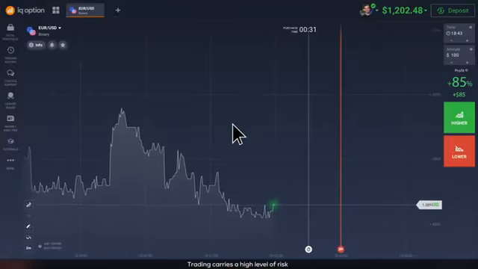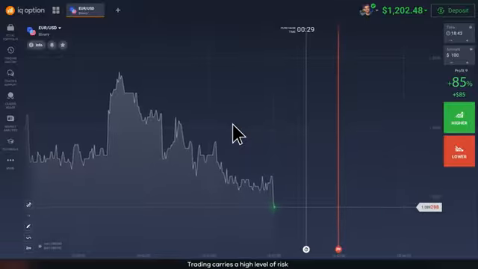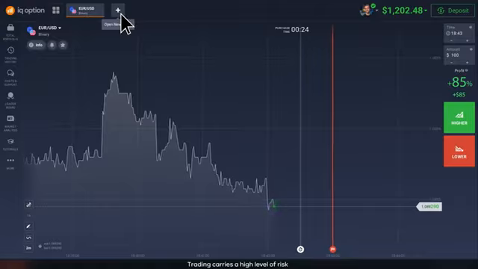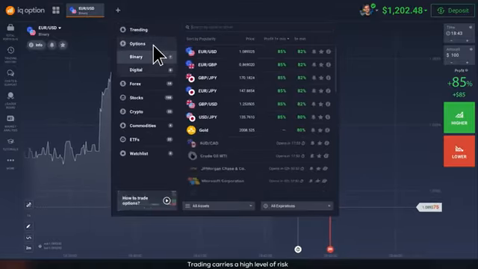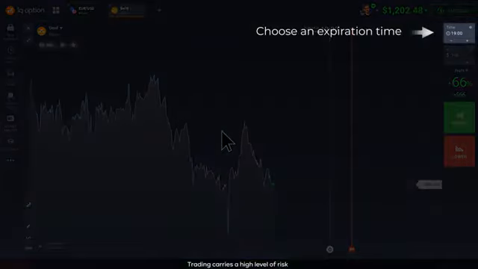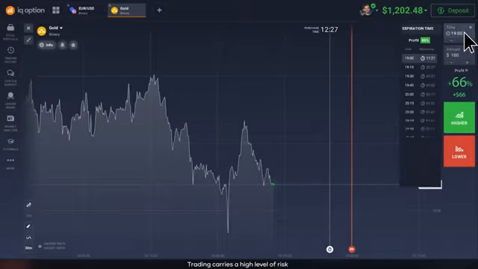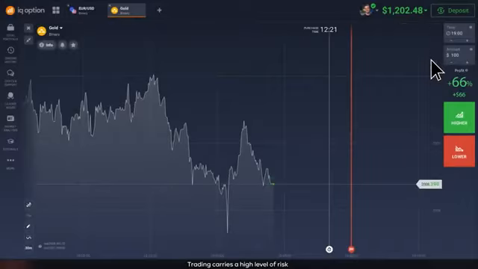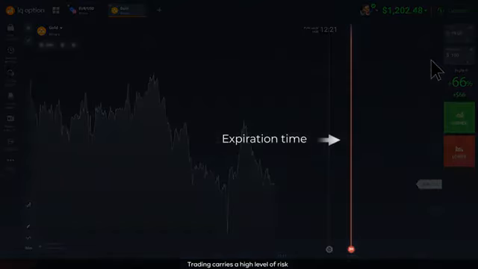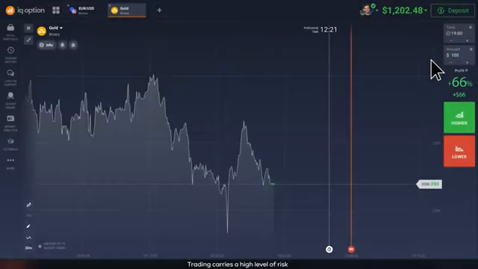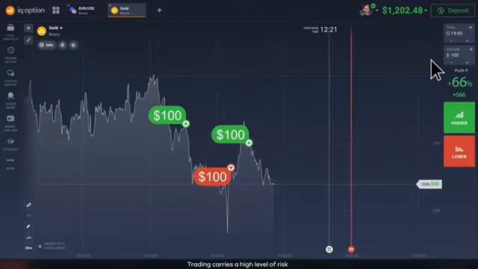In the IQ option trade room, Jimmy can choose the assets to trade by clicking the plus sign in the upper panel. Next, he should choose an expiration time by clicking the time button in the right-hand side panel. The selected expiration time is shown on the chart by the solid red line. The dotted line on the chart is the purchase deadline. Up to this time, Jimmy can buy multiple options of the same asset in any direction.